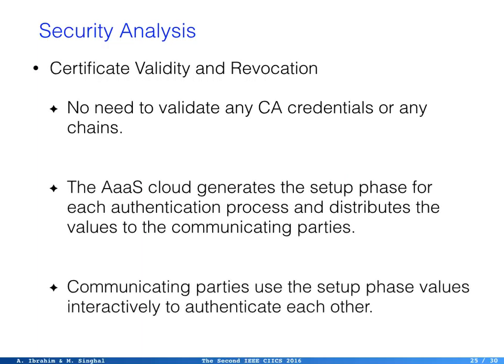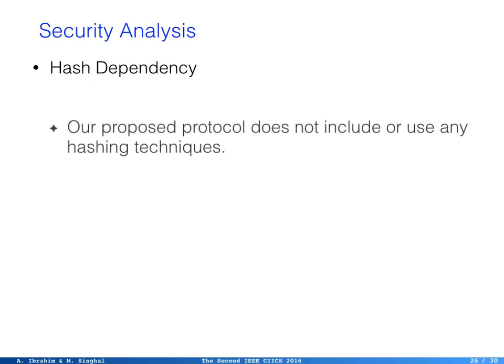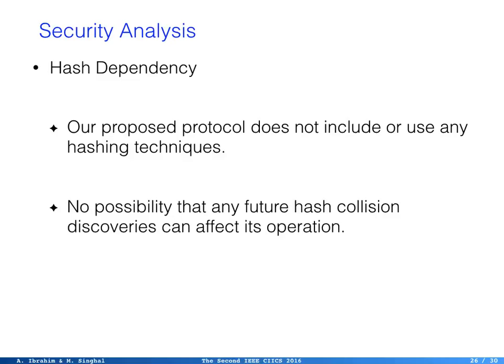In our proposed protocol, authentication takes place instantaneously with no need to validate any CA credentials or any chains. The cloud generates the setup phase for each authentication process and distributes the values to the communicating parties, who use these values interactively to authenticate each other. Our proposed protocol does not include or use any hashing techniques. Thus, there is no possibility that any future hash collision discoveries can affect its operation.